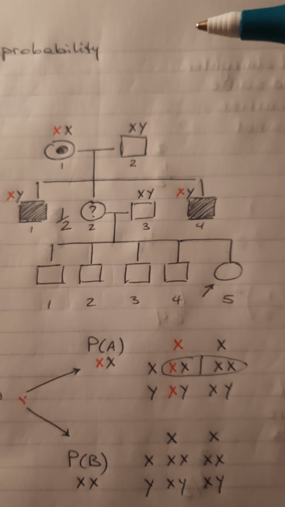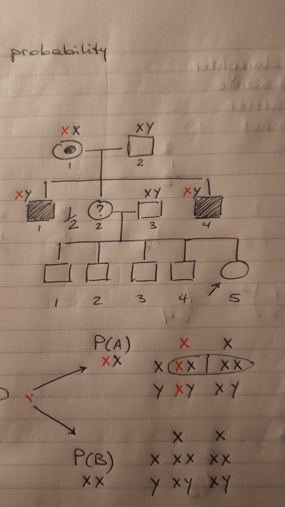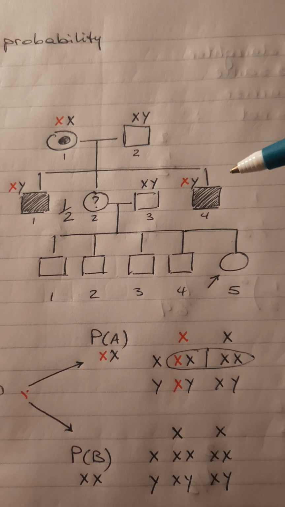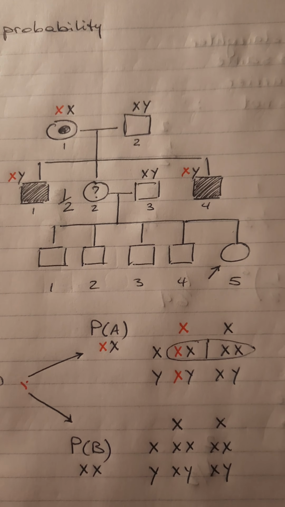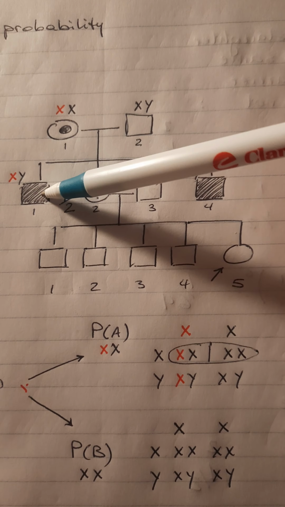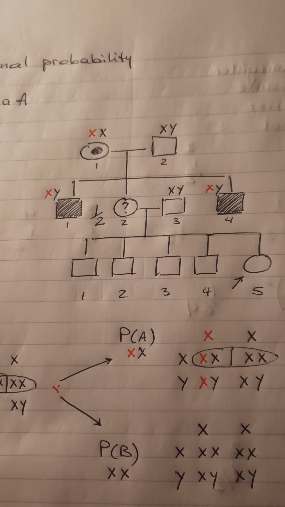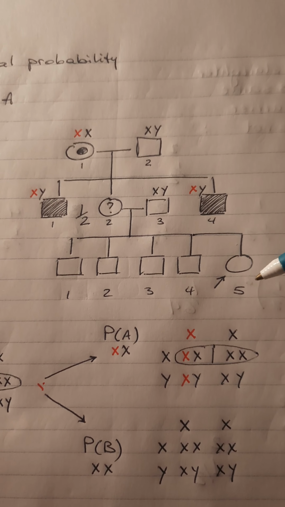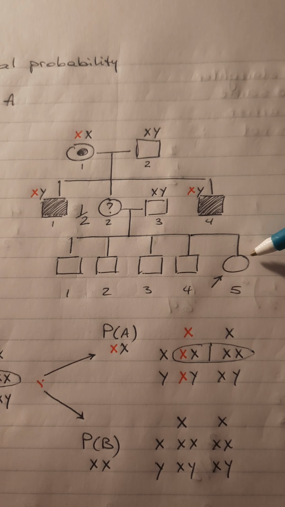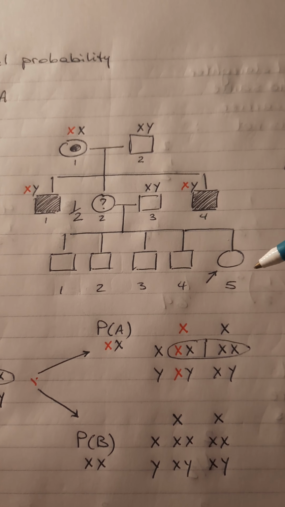Okay, so this is how I usually solve these problems. Here's a pedigree, right? You can tell that it's an X-linked disease because the only ones affected by the disease are the males. Okay, this is a conditional probability.